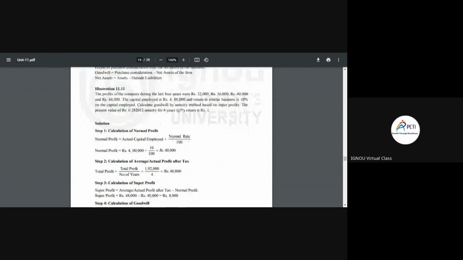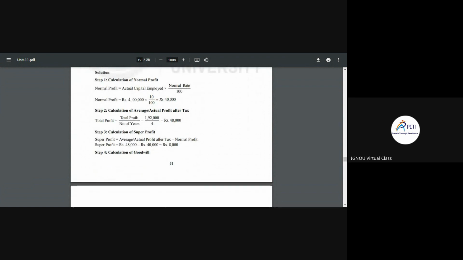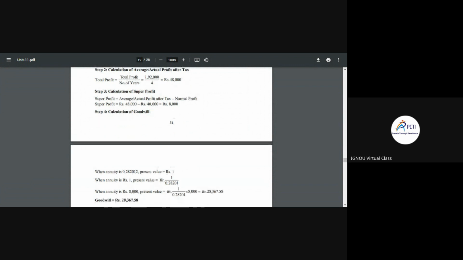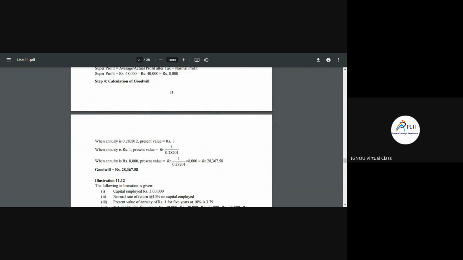Like this, you need to calculate first of all the normal profit. We have the formula: actual capital employed multiplied by normal rate. Then the second step is to calculate the average actual profit after tax. We have the formula of total profit divided by number of years. Then we calculate the super profit: average actual profit after tax minus normal profit. Then we have calculation of goodwill.